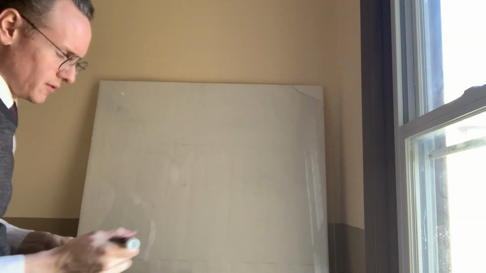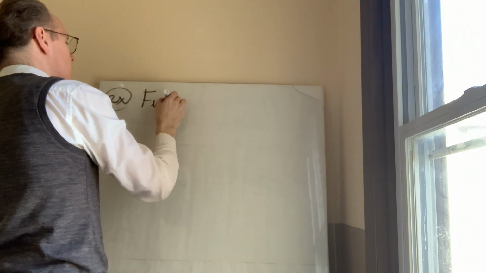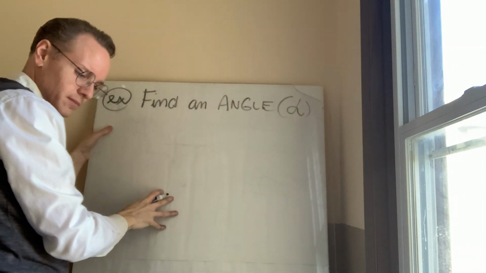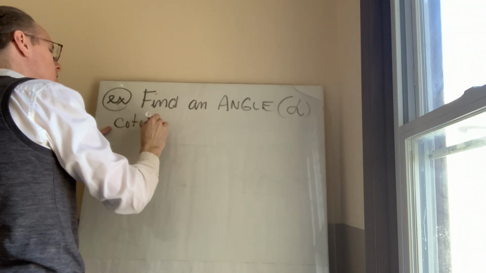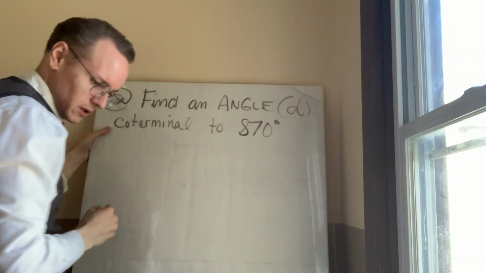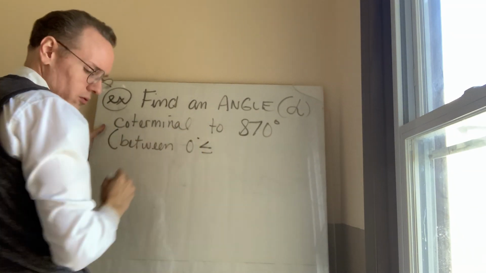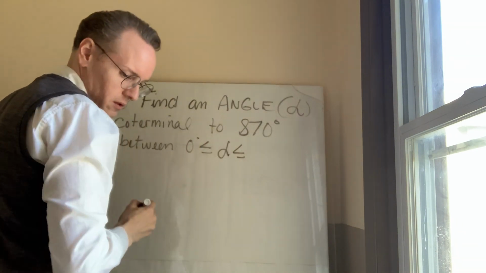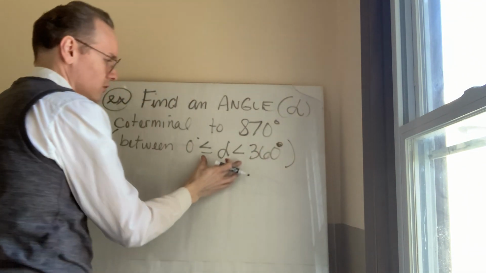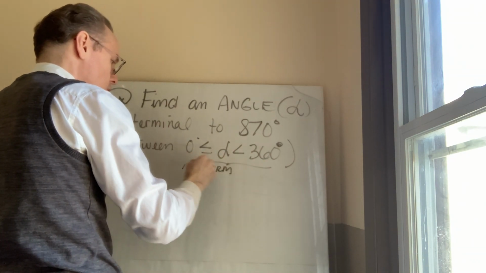Here's an example of how they would phrase it. Find an angle, and a lot of times they'll abbreviate that as alpha, coterminal to 870 degrees, right? And then they might say this extra: between 0 degrees and 360. When you see something written like this, with these inequality symbols, really what they're just saying is that this is the normal, or in the normal range.